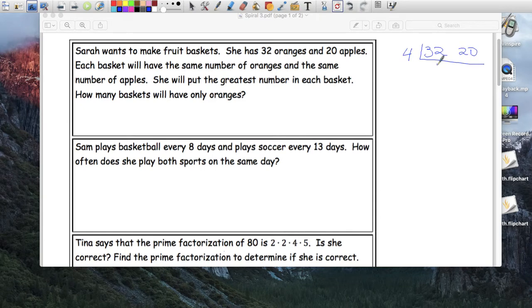4 goes into 32 8 times. 4 goes into 20 5 times. Oops, that's it. The GCF is this number, or the product. If there were more than one number, you would multiply them. So the GCF is 4. What does that mean?